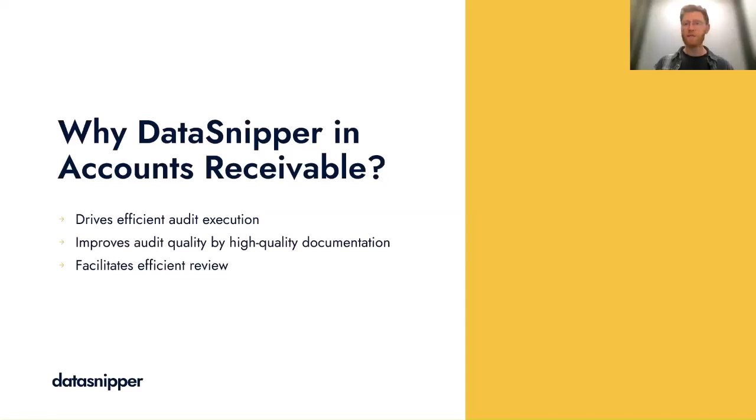Then the second element is around the quality. Because of the fact that DataSnipper implicitly has a cross-referencing feature, it means you can improve the quality of your documentation and the cross-reference to the source of your documentation that much easier. This helps you as the preparer actually prepare a good quality working paper, but it also really assists your reviewer in reviewing the work that you have actually performed, allowing them to spend more of their mental energy focusing in on the complexity of the actual audit, which is why we are auditors at the end of the day.